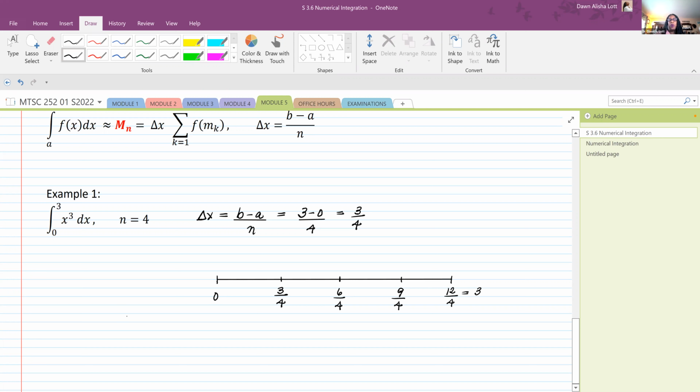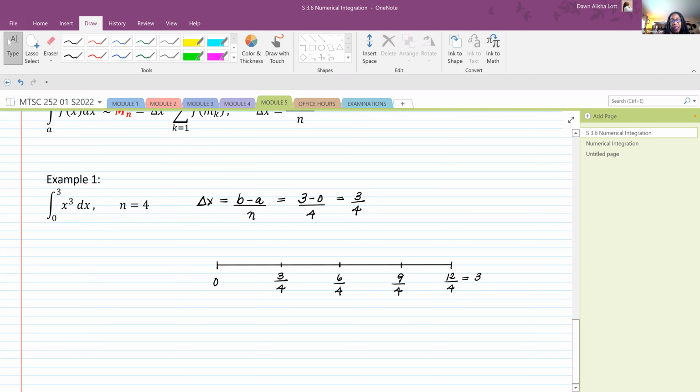Now, I like to do it where they all have the same denominator. So instead of doing 3/2 here, I left it to be 6/4, and you'll see the reason why. If I have 0 to 3/4, then I add 3/4 to the next one, gives me 6/4. I add 3/4 to the next one, gives me 9/4, and then I get the 3. Okay, so that's my interval. Now I need to find my midpoints. So I need M1, I need M2, I need M3, and I need M4.